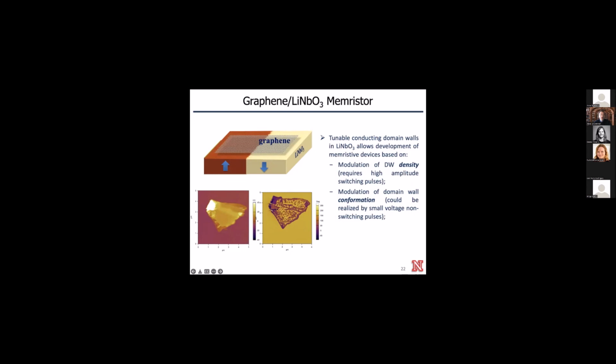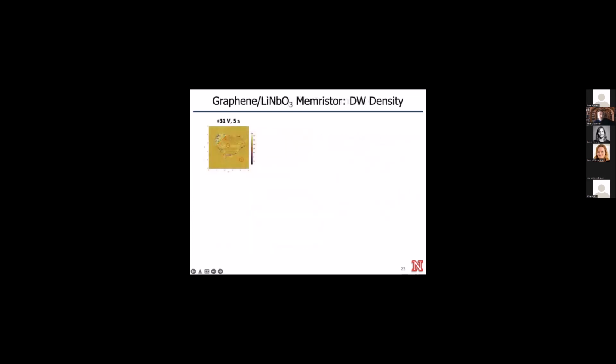And another approach is based on the modulation of the domain wall conformation, which could be realized, as you've seen, by small subcoercive voltage. So in these studies, we use graphene as a top electrode in order to have the possibility to directly visualize the domain structure after application of the switching pulse or set pulse. And here you can see the first approach demonstration.